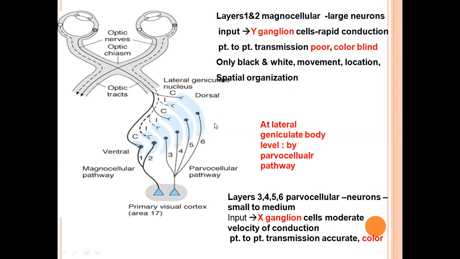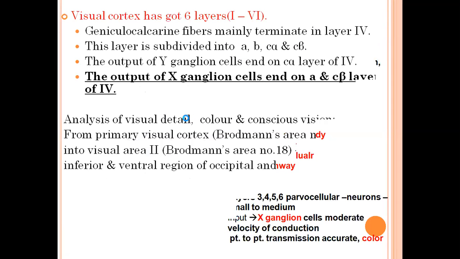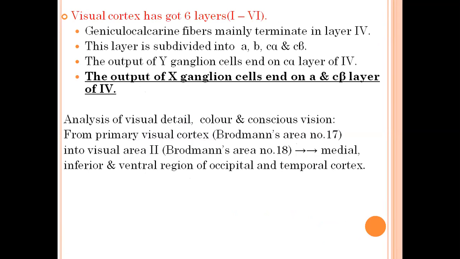While layers 3 to 6 mainly receive the signal from the X type of ganglion cell, which is important for color vision. This is also called the parvocellular pathway. So for color vision, we have to remember the X type of ganglion cell present in the retina. From that X type of ganglion cell, information is sent via the parvocellular pathway to layers 3 to 6.